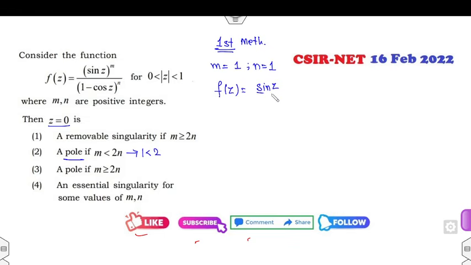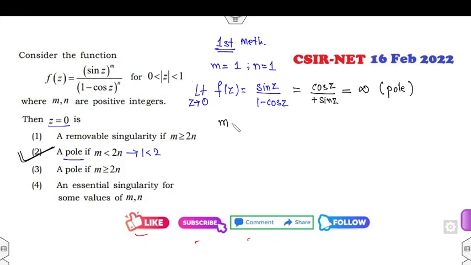It is sin z over 1 minus cos z. Now check whether z equal to 0 is a pole or not. It's a 0 by 0 form. I can apply L'Hopital's rule. It's plus sin z over cos z, which is infinity because it's 1 over infinity. Infinity means pole. So whenever m is less than 2n, it is a pole. Look at the second case. If I choose m is 2, n is 1, clearly equality is satisfied. Then what is f(z)?